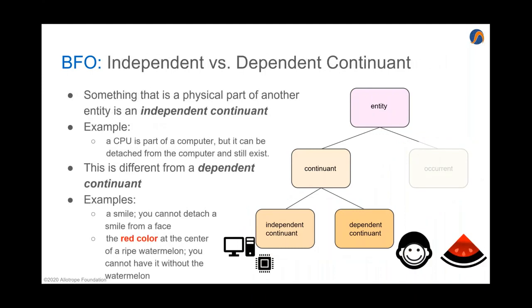So let's try to understand the independent continuant first. For example, a CPU is part of a computer, but it can be detached from the computer and still exist. This is different from a dependent continuant. For example, a smile: you can't detach a smile from your face, or the red color at the center of a watermelon. You can't have it without the watermelon itself.